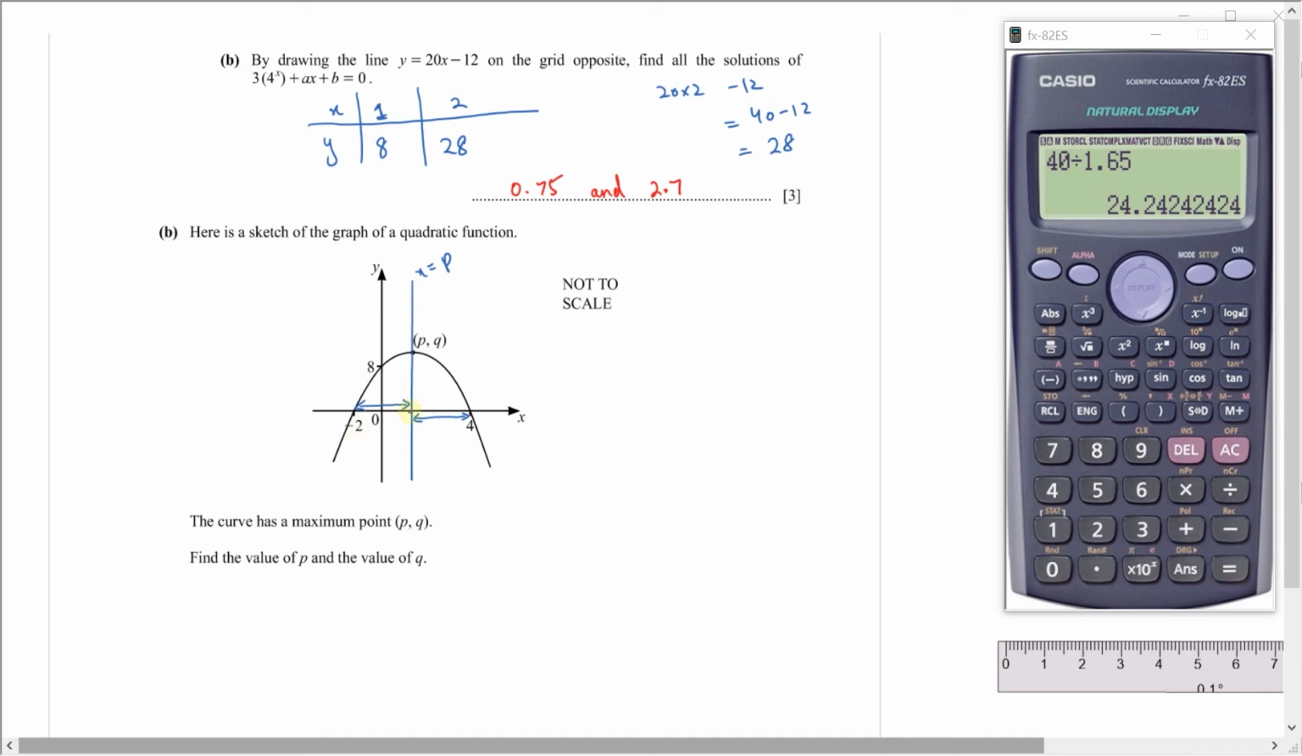So this point here is the midpoint if I draw a straight line from -2 to 4. So what will be the x value of the midpoint? Midpoint here will be -2 plus 4 divided by 2, which is 2 divided by 2, which is 1. So the value of p here is 1. That means this point here on the x-axis is 1. So your value of p equals 1.